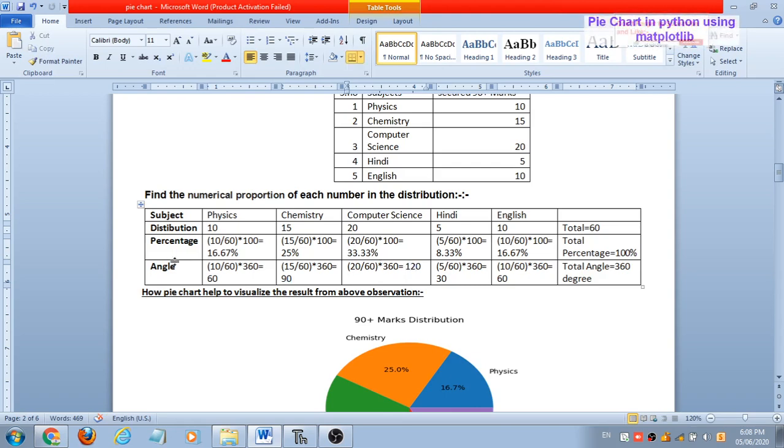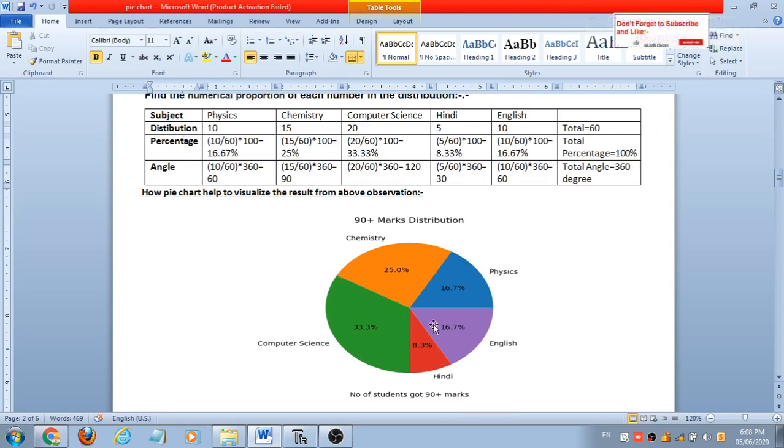Now how can we draw this? After finding the corresponding percentage of each item and the angle, we can draw it very easily. This is what is called a pie chart. For physics, it starts drawing the pie chart from here. It takes a 60 degree angle, and with the percentage 16.7, it draws physics. Then taking the 90 degree angle, it draws 25% for chemistry, and then you can see 33% for computer science, taking a 120 degree angle, then 8.3 for this, then 16.7 for this.